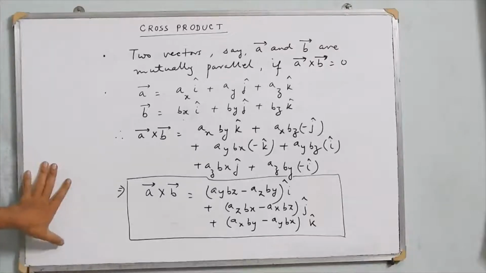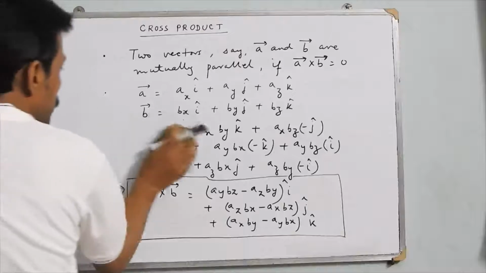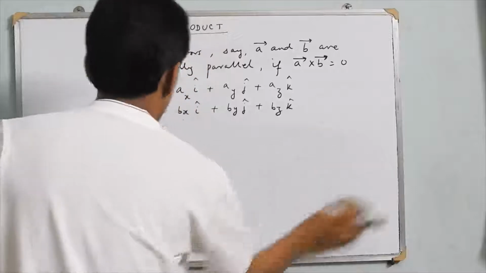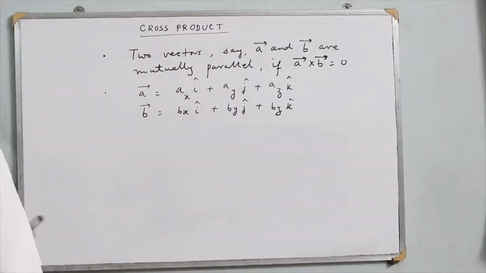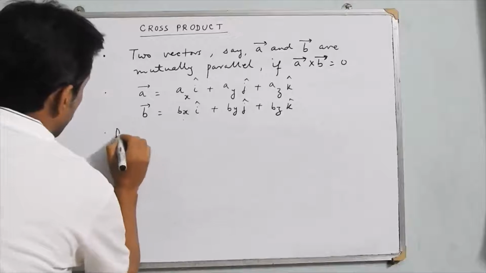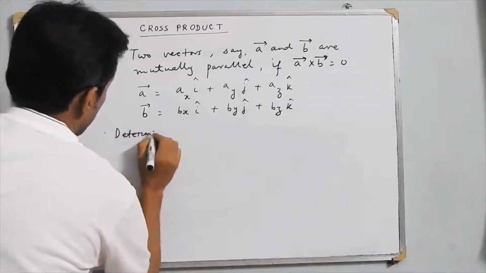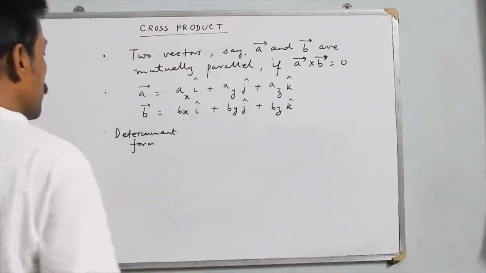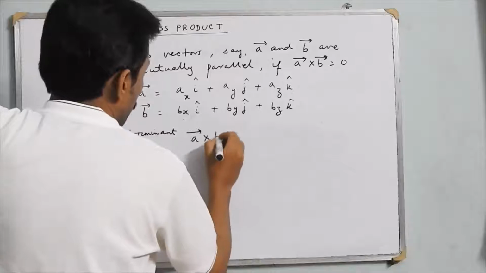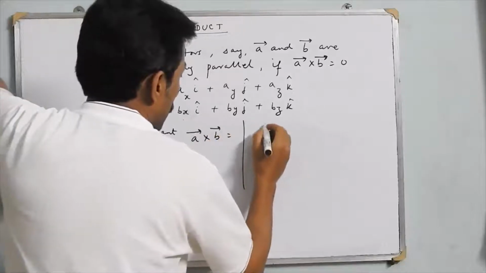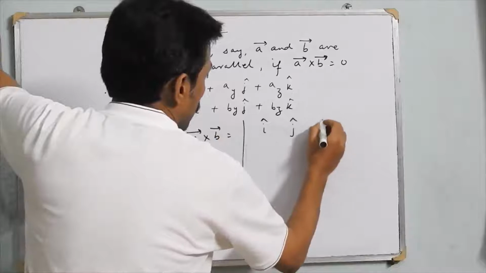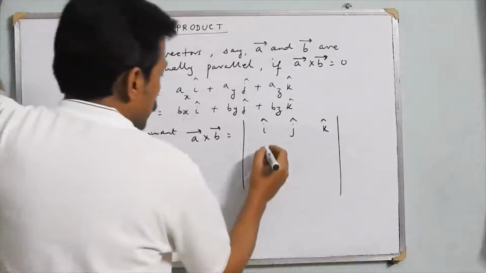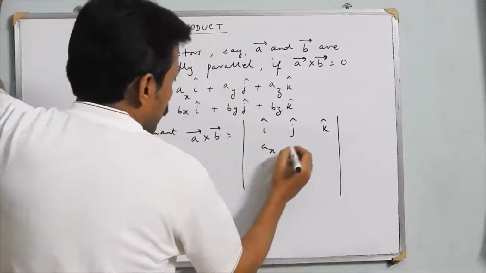I hope you have copied it. So let me omit this and we will get the same result if we apply the determinant. So this determinant form for remembering A cross B, we will express it in this manner: i hat, j hat, k hat. We will write the coefficients of i hat, j hat and k hat. Because A comes first, we will write for A.